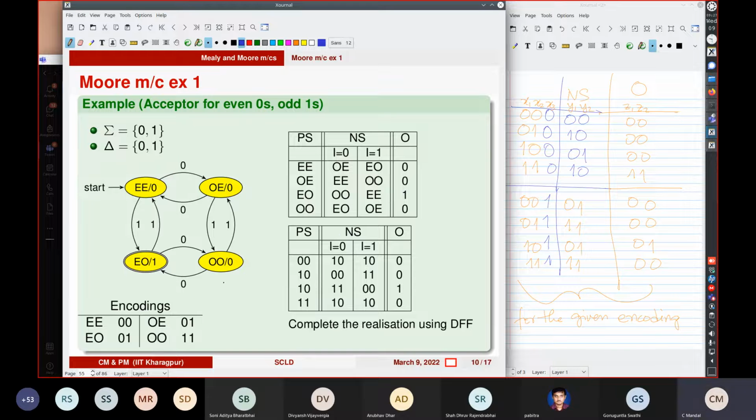For this encoding, let us just check that EE is 0, 0. So wherever you have EE, you should have 0, 0.